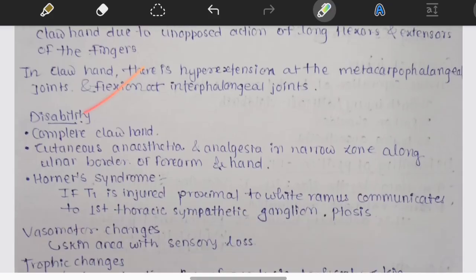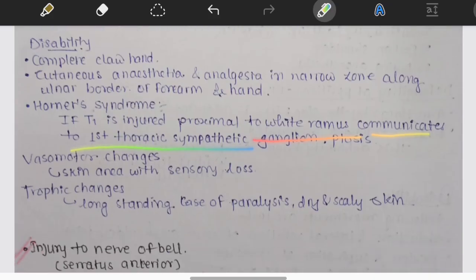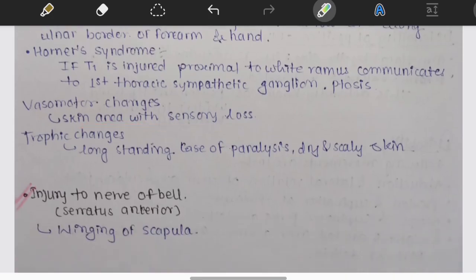It is the disability: complete claw hand, cutaneous anesthesia and analgesia in a narrow zone along the ulnar border of the forearm and hand. And also Horner's syndrome, if T1 is injured proximal to the white ramus communicans to the first thoracic sympathetic ganglion, and ptosis. Vasomotor changes in the skin area with sensory loss, and trophic changes in long-standing cases of paralysis: dry and scaly skin.